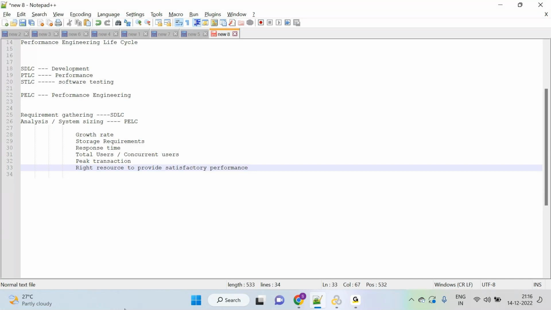So how to cover that up? They can understand growth rate related, storage related, response time related, concurrent user related, peak transaction related, and the resource related. All those things they can focus on, because these are very, very important. If there is any deviation in these things in the later part of application development or maintenance, you are going to face a serious problem if you do not properly have the provision. That is the reason we are saying we need to have an understanding of all these things in the early stage itself.